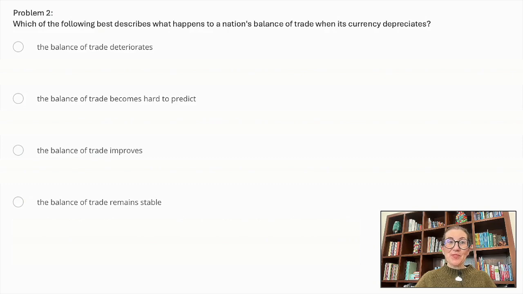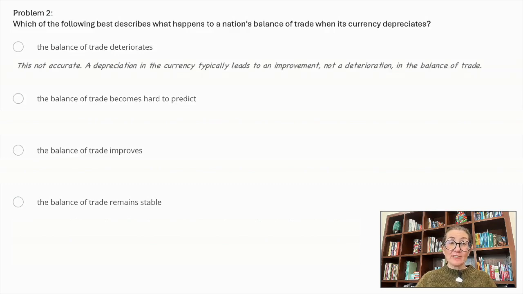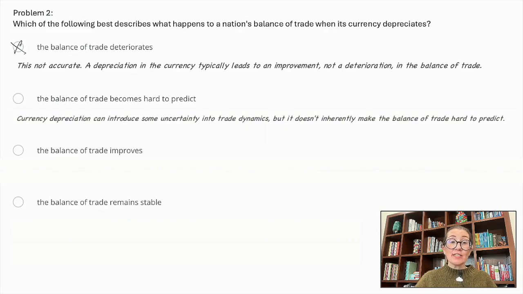Problem number 2. Which of the following best describes what happens to a nation's balance of trade when its currency depreciates? The balance of trade deteriorates. This is not accurate. A depreciation in the currency typically leads to an improvement, not a deterioration in the balance of trade. So we can cross that out. The balance of trade becomes hard to predict. Currency depreciation can introduce some uncertainty into trade dynamics, but it doesn't inherently make the balance of trade hard to predict. So we can eliminate that as well.